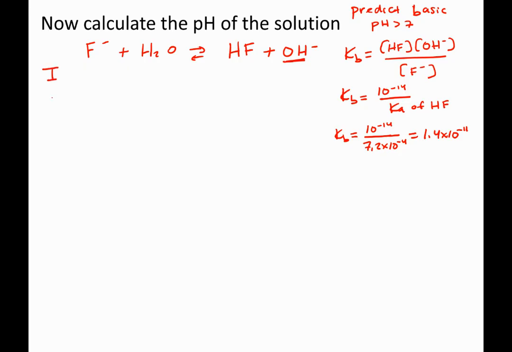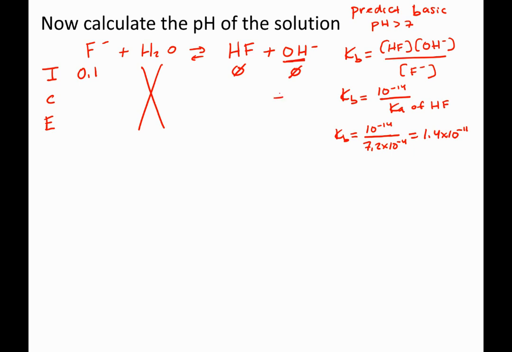We'll now make the ICE table so that we can relate the initial amounts to the equilibrium amounts that we're looking for in order to get the answer to the problem. The solution was 0.1 molar NaF, and again, it dissociates completely into Na+ and F- ions, right? And it's at a 1-to-1 ratio, so you're going to have a 0.1 molar concentration of the fluoride ion. We don't care about how much water is there because it's not part of the Kb expression, so goodbye to you.